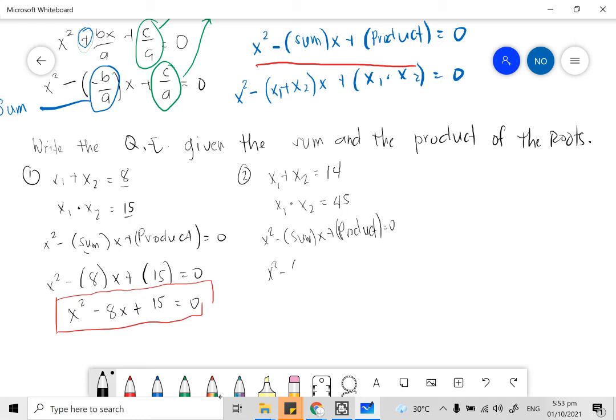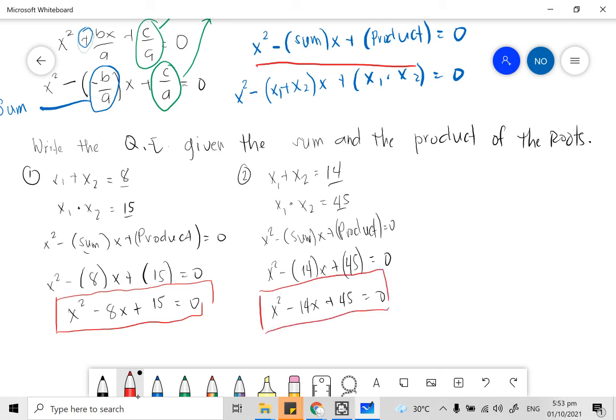X squared minus, ano yung sum natin? Ang sum natin ay 14. X plus the product is 45 equals to 0. Remove natin yung parenthesis. We have x squared minus 14x plus 45 equals to 0. So, class, the quadratic equation given the sum of the roots 14 and then the product of the roots 45 is x squared minus 14x plus 45 equals to 0. Alright? Next, number 3. Okay?